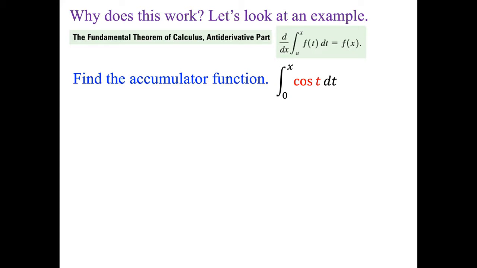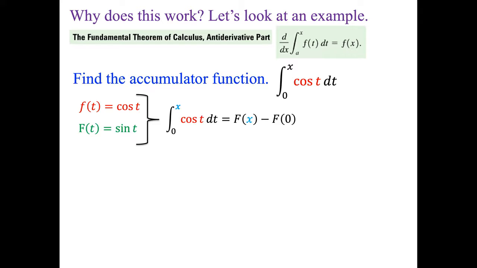So let's look at an example. I want to demonstrate this relationship of taking the derivative of an integral, because we have to think of them as inverses. Suppose you wanted the accumulator function of the integral from 0 to x of cosine t dt. We know f of t is cosine, so we use the antiderivative of that, which is sine. Using what we learned in the previous lesson, the accumulator function is capital F of x minus capital F of 0, so that would be sine of x minus sine of 0.